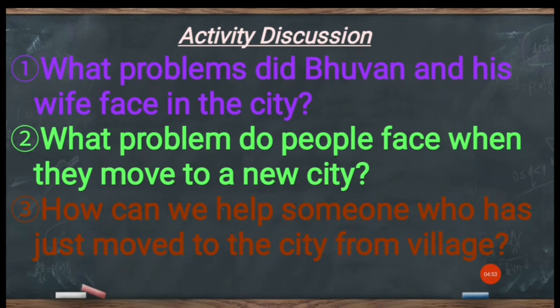The first problem they faced: they found a small room in a crowded locality. They were not happy at all with that room. Then there was a water shortage, and they were also not able to speak the local language, and things were very costly in the city, and they had to travel for long hours to reach the construction site. So these are the problems faced by Bhuvan in a city.